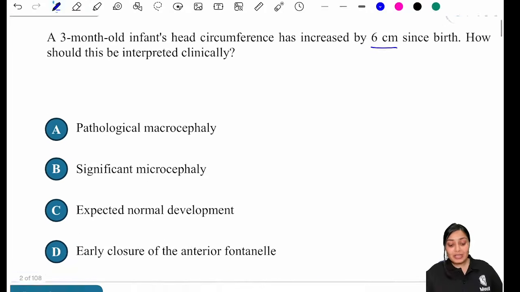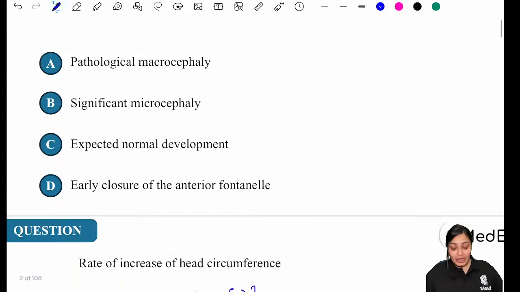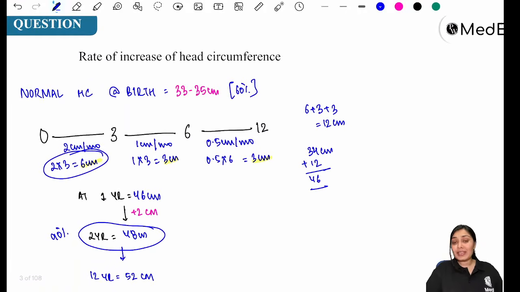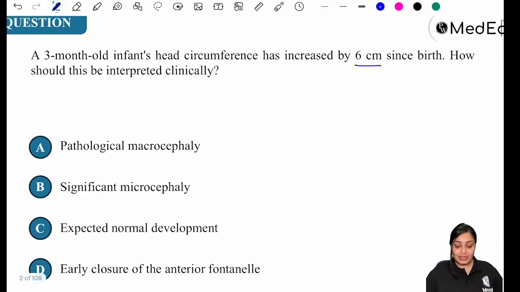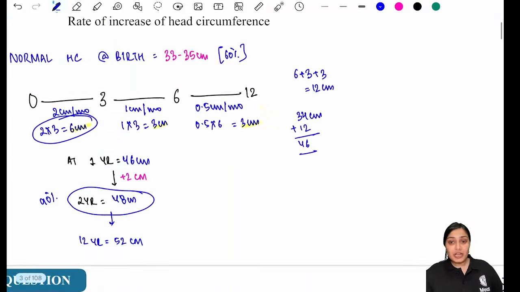So in this question, they are asking that this 3-month-old baby has increased 6 centimeters since birth. So this is nothing but normal. I know that in the first 3 months, the gain is going to be 6 centimeters. So this is an expected normal development. So the correct option here is option C, expected normal development. Let's move to the next question.